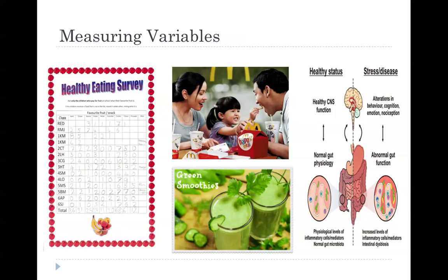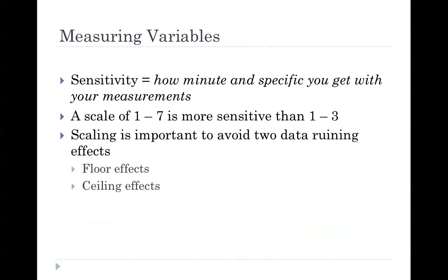However, when selecting a dependent variable, it is often important to note the sensitivity of it. When I speak of sensitivity, it is how minute and specific you get with your actual measurements. So, for instance, let's say I wanted to measure healthy eating on an interval scale. I decided to use a Likert scale format to tap healthy eating habits. So I ask people, how often do you eat an apple, let's say? 1, not very much. 3, very much.